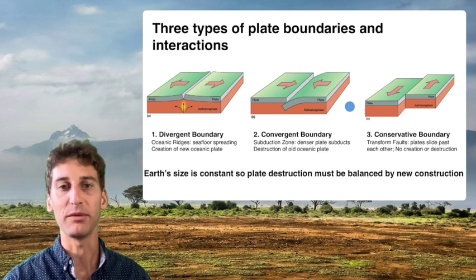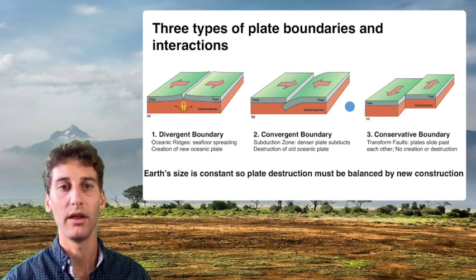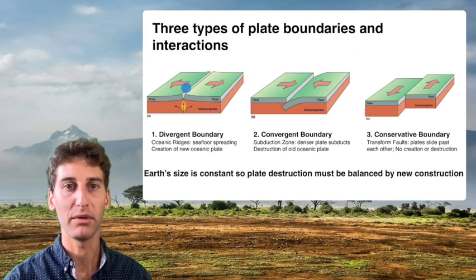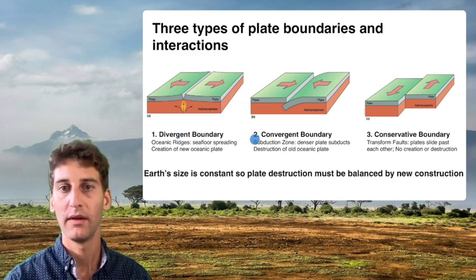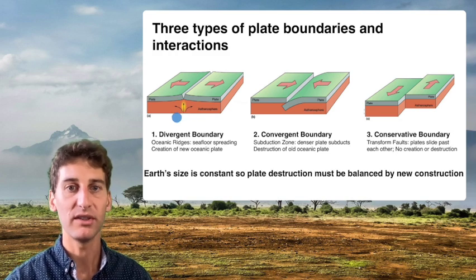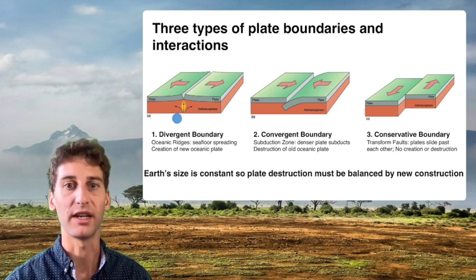These meetings between plates are called margins, and these plates can either separate from one another at a divergent margin. That's where one plate is pulling away from another plate. This is common in things like ocean ridges, and this is also how new oceanic crust is created.